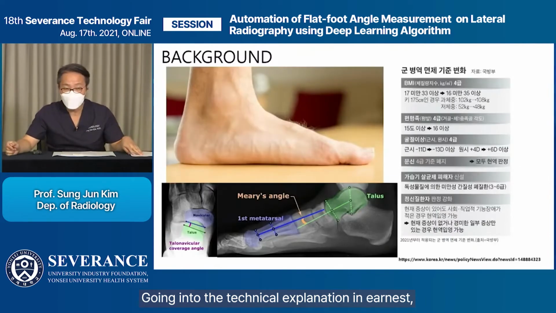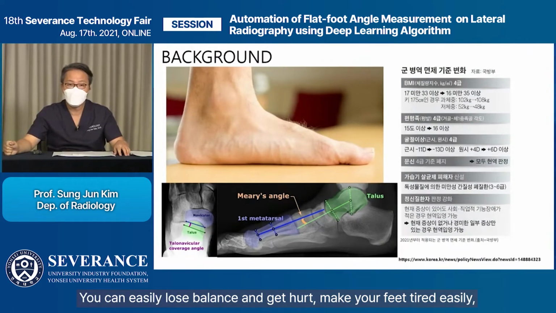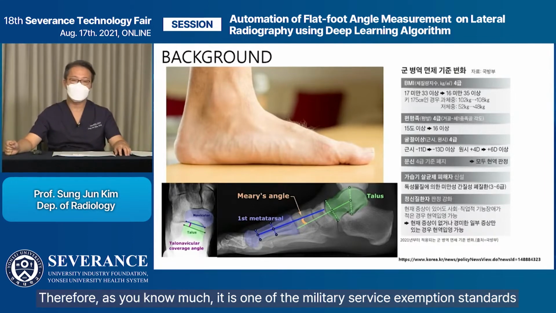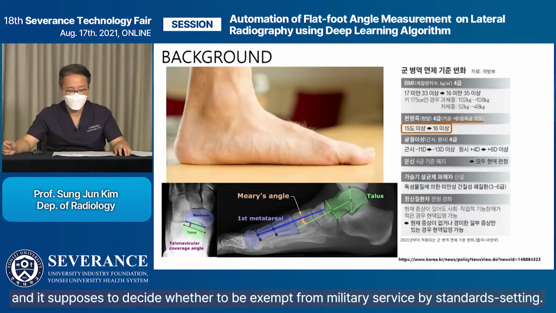Going into the technical explanation in earnest, flat feet are known to have a bad effect on foot health. You can easily lose balance and get hurt, your feet get tired easily, and it causes degenerative changes in the tendons. Therefore, as you know, it is one of the military service exemption standards, and you can see articles related to the Ministry of National Defense. It decides whether to exempt from military service by setting standards.